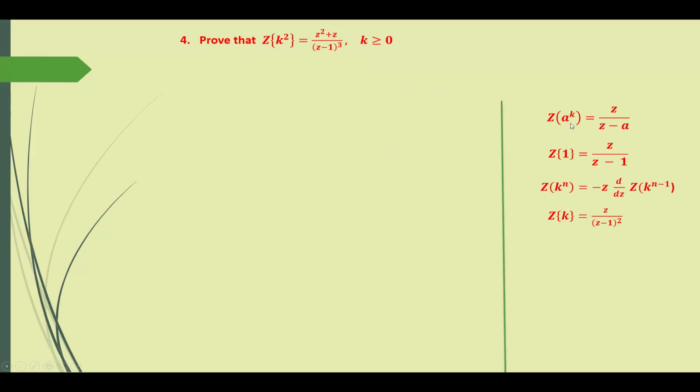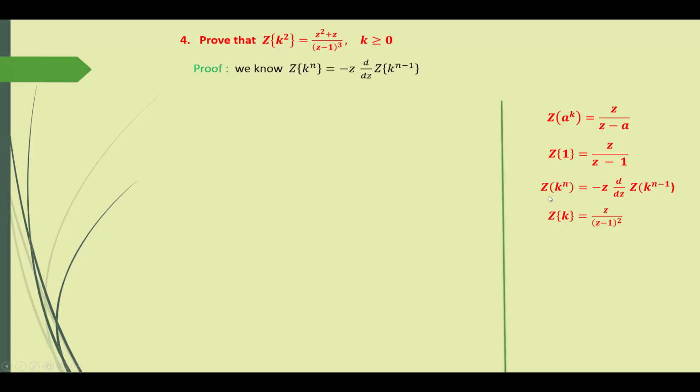Now we get these four formulae. Z transform of a raised to k is z upon z minus a, z transform of 1 is z upon z minus 1, z transform of k raised to n is minus z into d by dz of z transform of k raised to n minus 1, and z transform of k equal to z upon (z minus 1) square. Now the next formula: prove that z transform of k square equal to (z square plus z) upon (z minus 1) cube for all k greater than or equal to 0.